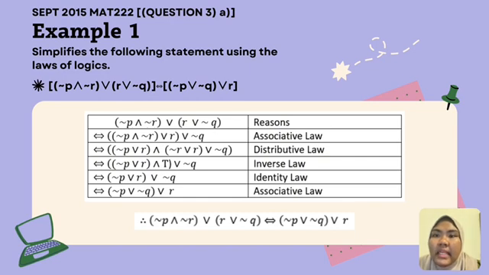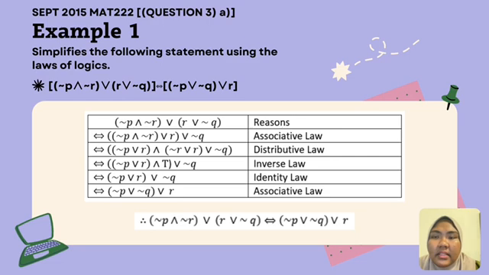From the second row, we use distributive law. That's because they are in the same statement of not P and not R or R, with a different conjunction and disjunction. That's why we use distributive. How can we use distributive? It's just the same as the expansion of a maths equation. We expand not P and R with the R statement itself. For the third row, we use inverse law.